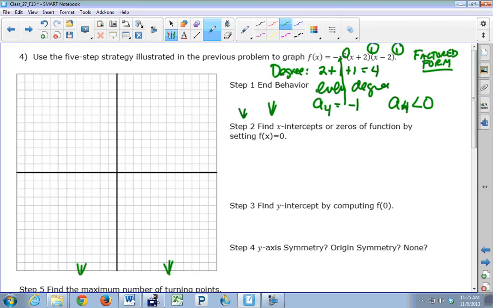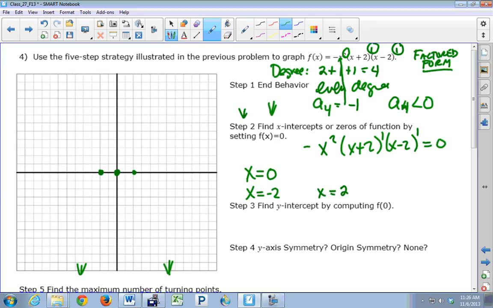Now all I have to do is find my x-intercepts. It's already in factored form. Set that equal to 0, and I say, okay, this will be 0 when my first factor x is 0. It will be 0 when my second factor is negative 2, and this will be 0 when my third factor is positive 2. What are my multiplicities at each 0? So here are my zeros: x equals 0, x equals negative 2, and x equals positive 2.